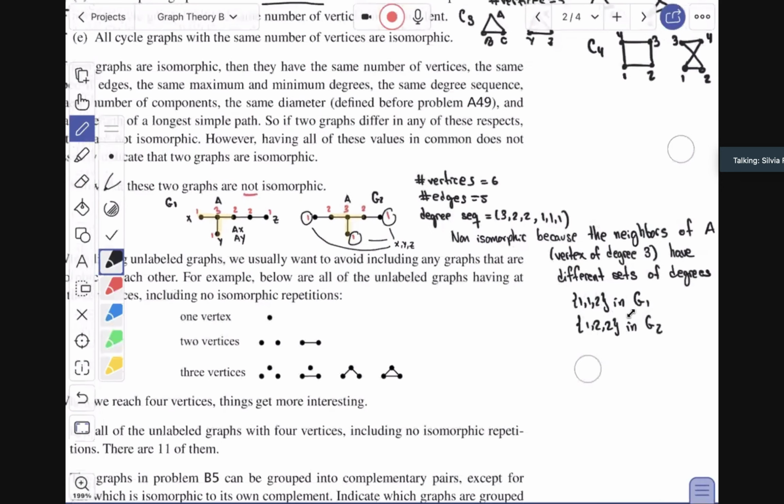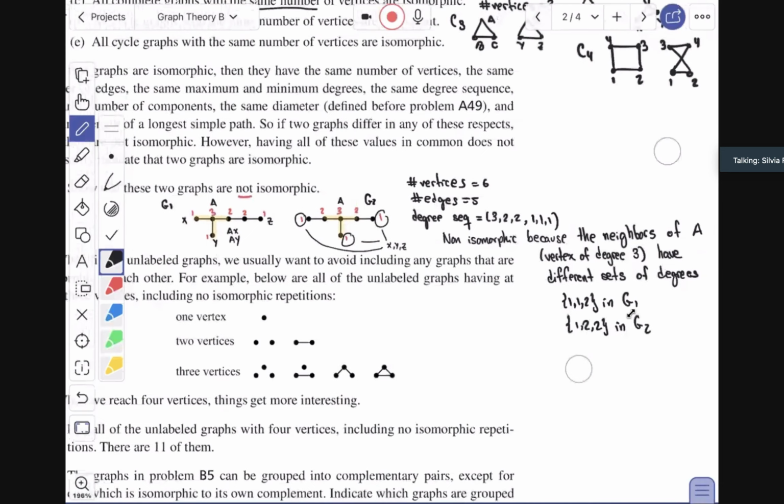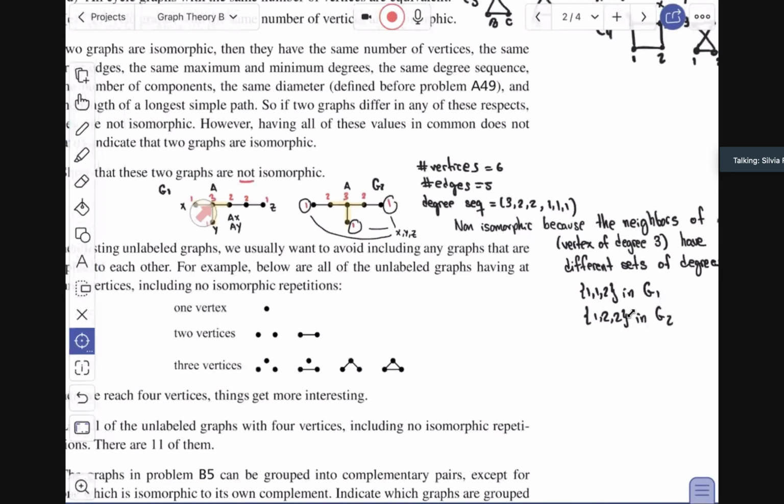You can rephrase it in many different ways. But essentially, what we notice is that the vertex of degree 3 here is not joined to the same kind of vertices as the vertex of degree 3 there. Okay? So they're not isomorphic.